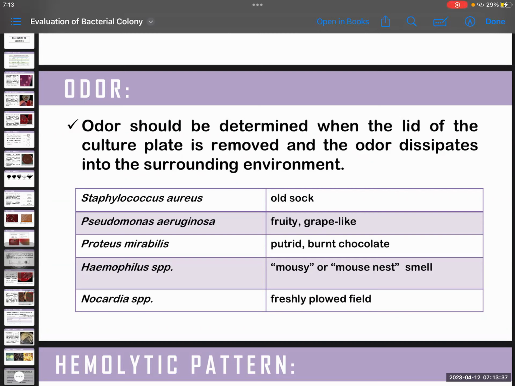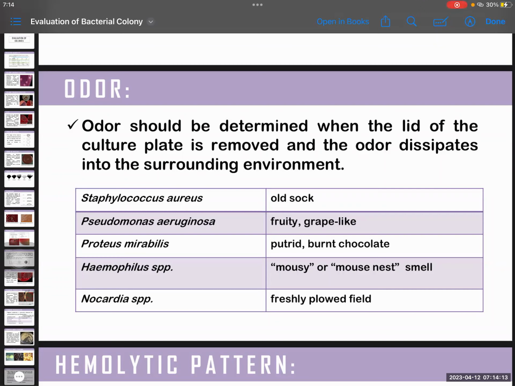So what you'll do is open the lid slightly, ganyan, and wait for the odor to dissipate into the surrounding environment. Hindi mo diretsong singhotin yung culture media, okay? Kasi again, that's a risky move. Do not put a colony anywhere near your face. Again, you can get infected or may pwedeng magkaroon ng contamination if you do that. So again, practice safety.